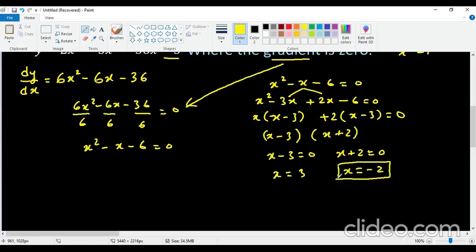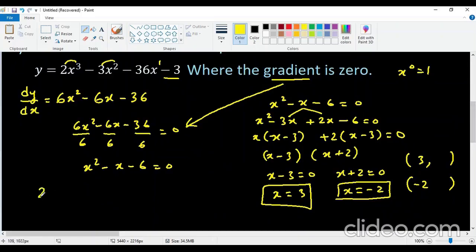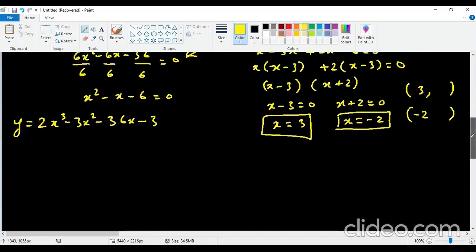So we have got the x coordinates of 2 points. I can write this one in this way: we have got 3 and negative 2. Now we know that in the given question it is 2x cube minus 3x square minus 36x minus 3, and this equals y.